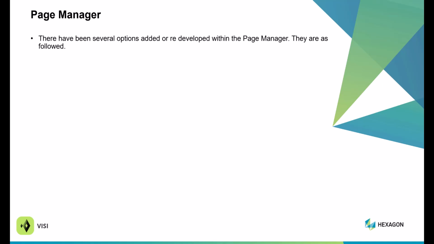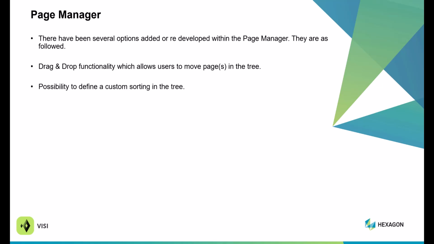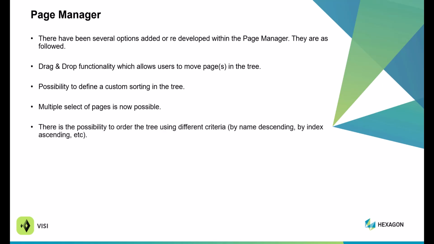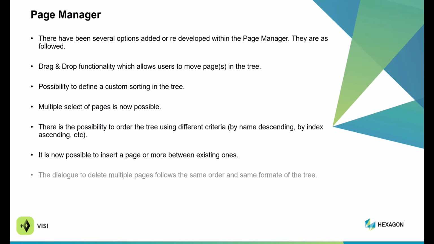Within Page Manager, there have been several enhancements that have been added. You have a drag and drop functionality which allows you to move pages in the tree. It is possible to define a custom sorting in the tree. You have the ability to now select multiple pages. There is a possibility to order the tree to use different criteria, such as name descending, by index ascending, etc. It is now possible to insert pages or more between existing ones.